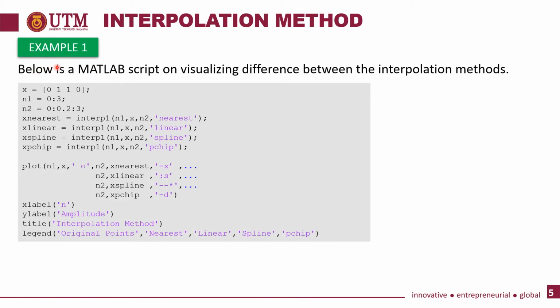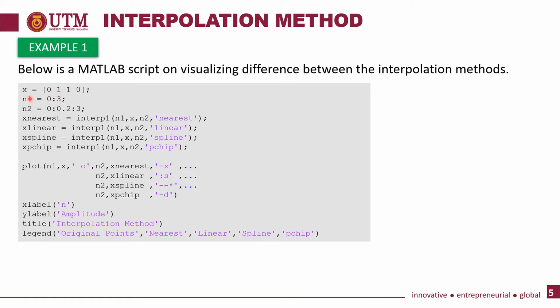This is example number 1. Example number 1 will show you the differences between each interpolation method. Below is a MATLAB script for visualizing the difference between the interpolation methods. First, we initialize the value of x as 0, 1, 1, 0. When you go back to the syntax, x here represents the function of n1. n1 is defined as from 0 to 3, so n is 0, 1, 2, and 3.